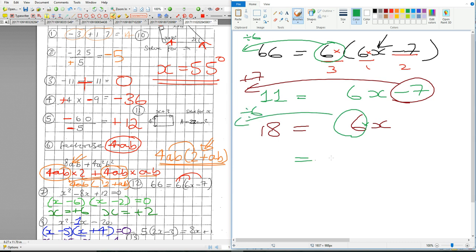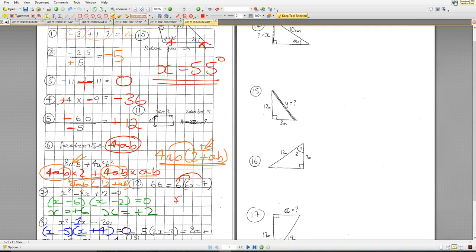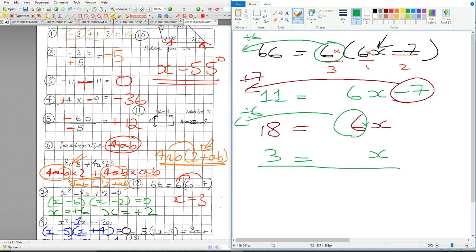So one by one we are undoing the equation and reversing everything. And that will give us an x value of 3 for question number 12. So x is equal to 3. Okay, now here comes the next question.